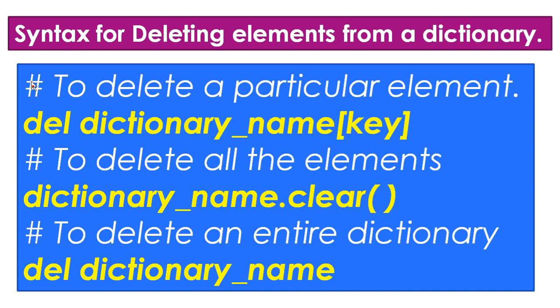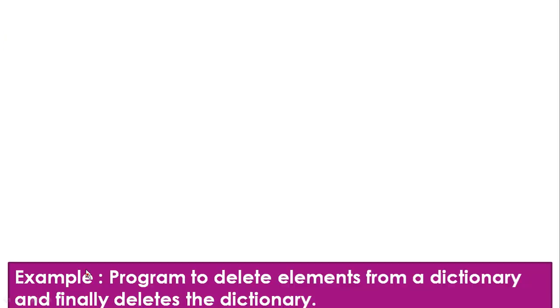The first one deletes a particular element: del dictionary name followed by key. Example, del dict1 of marks1, that deletes marks1 from dict1. These are the syntax for deleting elements from a dictionary.